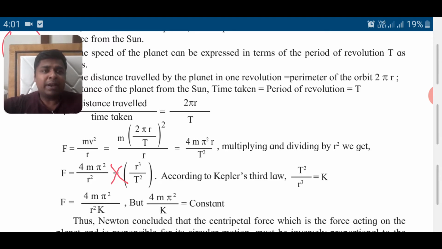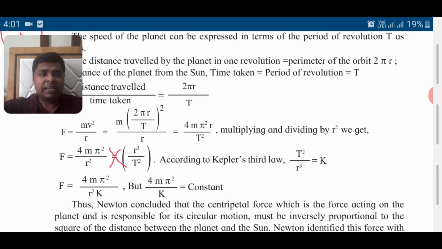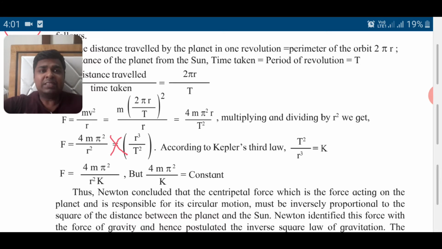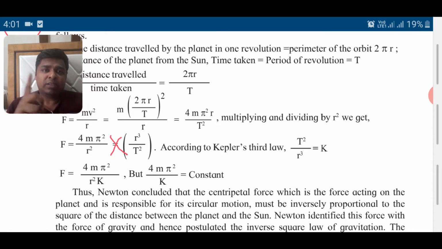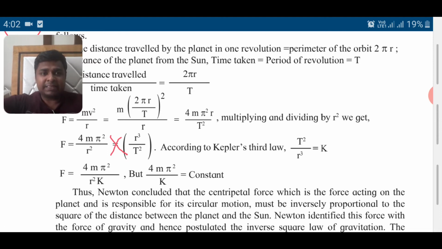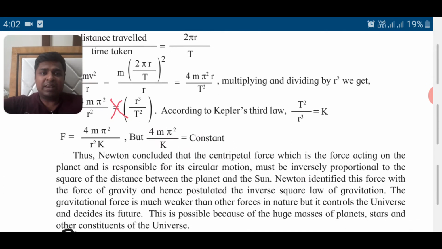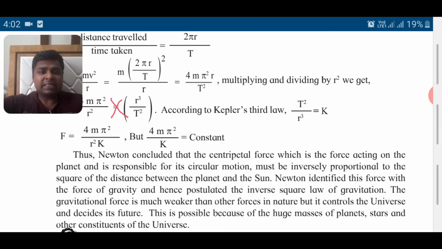So we multiply up and down with r², and then in the next step I have put a multiplication sign. There should be a multiplication sign here; they have put an equal to sign, that is wrong. And then we see that according to Kepler's third law, T²/r³ = k, where k is a constant. T is the time period required when the planet goes around the sun once. R is the distance between the planet and the sun, so that is the radius. So if we see all these values, 4π²m/k is nothing but a constant.